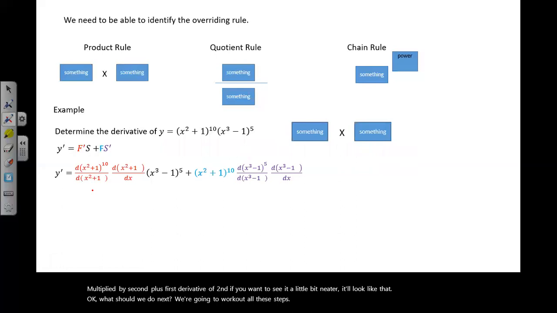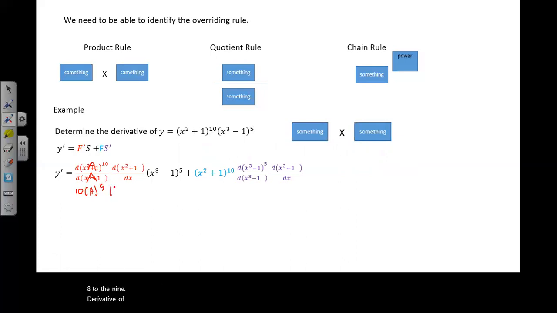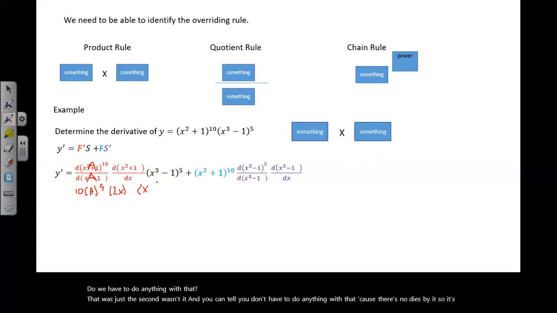So chain rule, we'll do a substitution, make that an a. So derivative of a to the 10 will become 10a to the 9. Derivative of x squared plus 1 is 2x. Do we have to do anything with that? That was just the second, wasn't it? And you can tell you don't have to do anything with that because there's no d's by it. So it's already done. So we just get to write that one down.